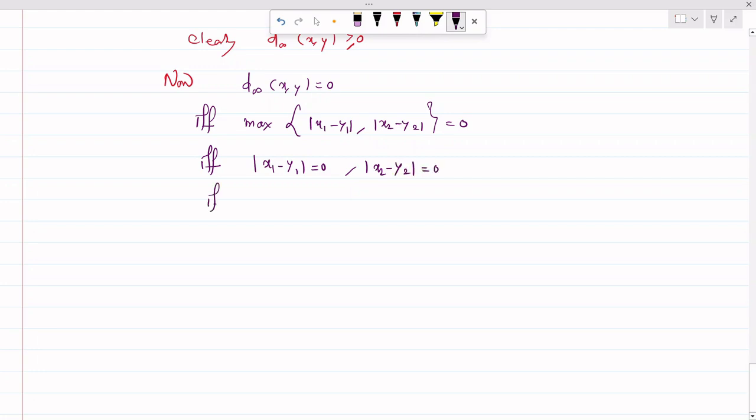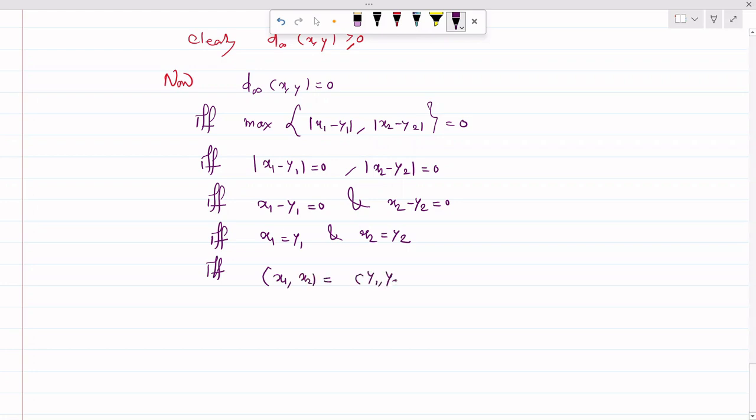After this, all the things are quite simple. This is possible if and only if mod of x1 minus y1 is 0, and mod of x2 minus y2 is 0. That gives me access to write x1 is y1 and x2 is y2. That is possible if and only if x1 x2 is the same as y1 y2, and that is if and only if x equals y. So d infinity of x y is 0 if and only if x equals y. So we have established the non-negativity of d infinity.